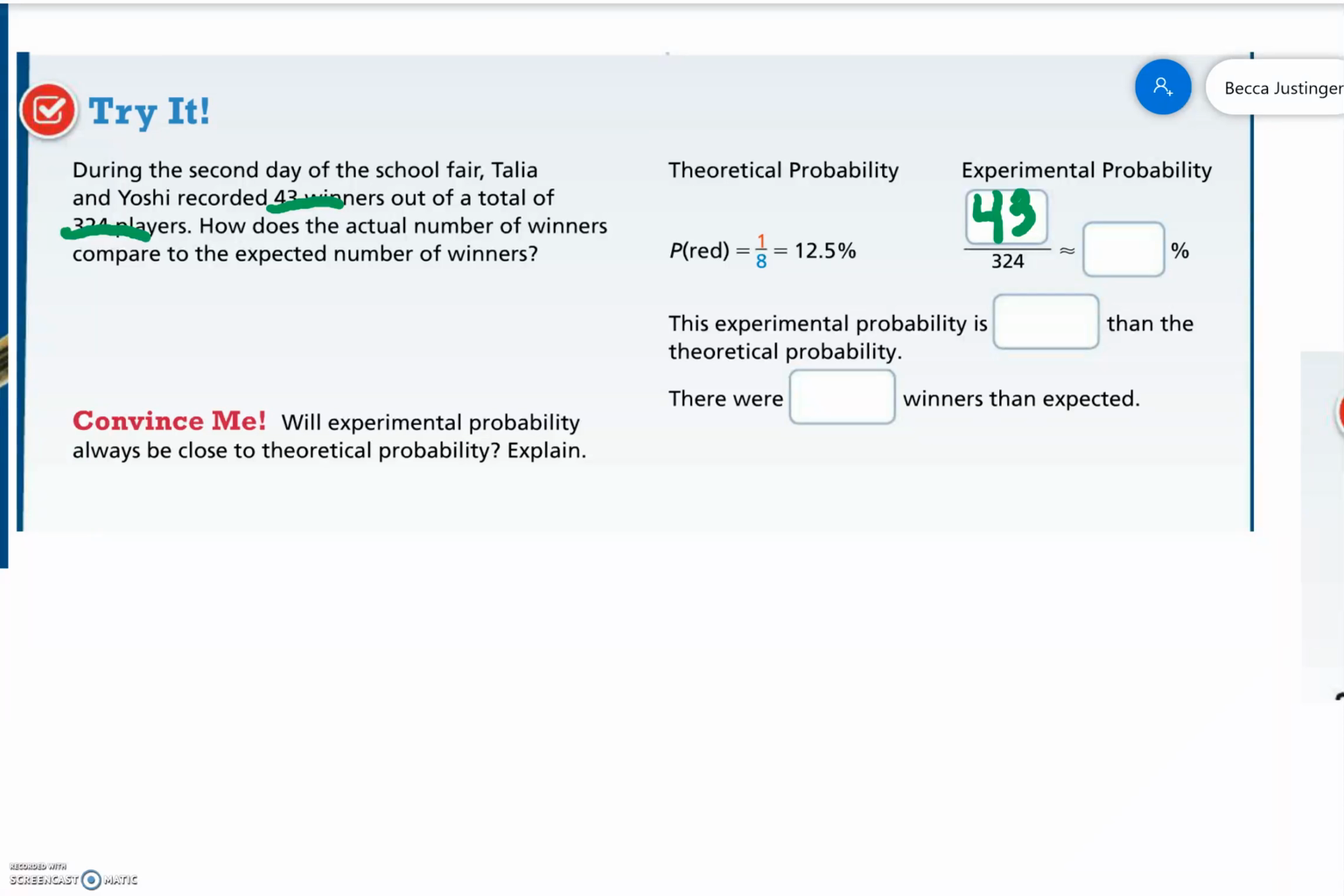And that gives us 13.3%. So the experimental probability is more than the theoretical probability, meaning there were more winners than expected.